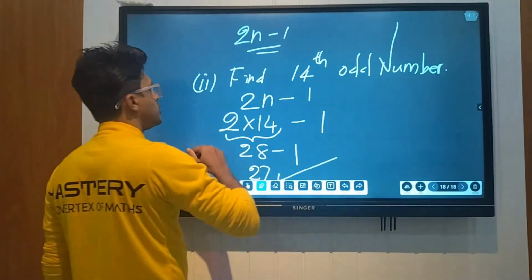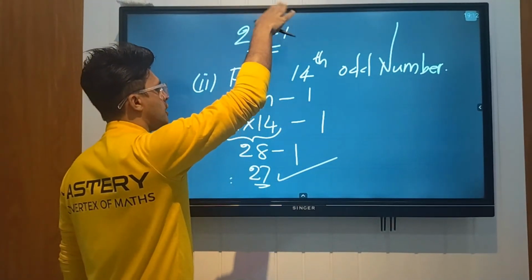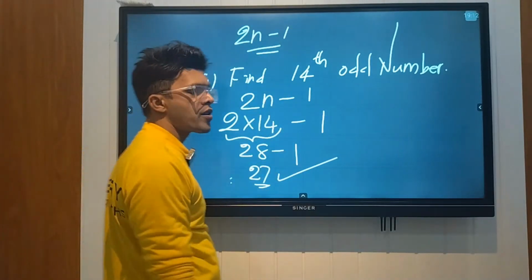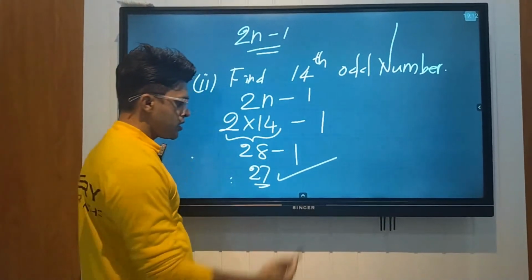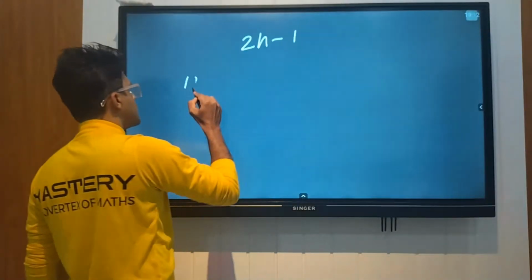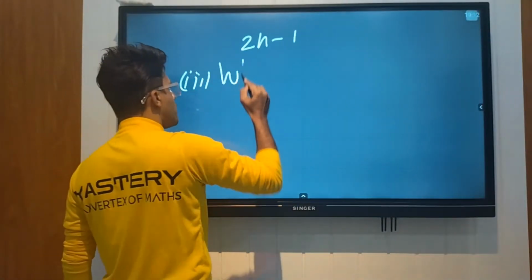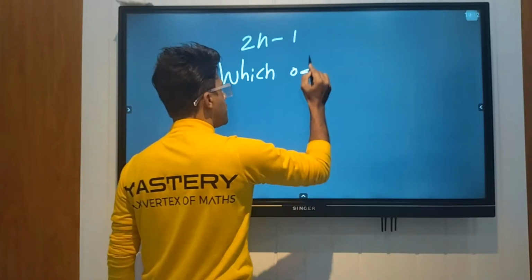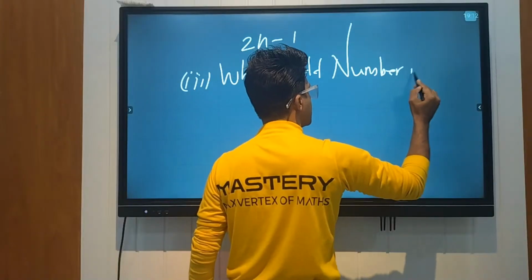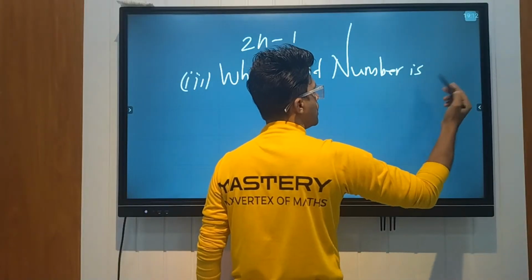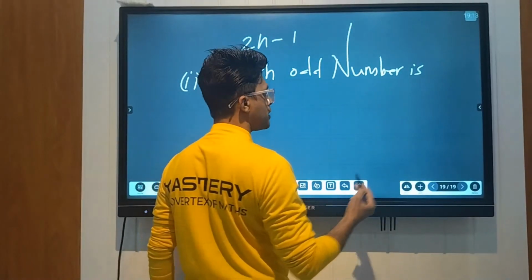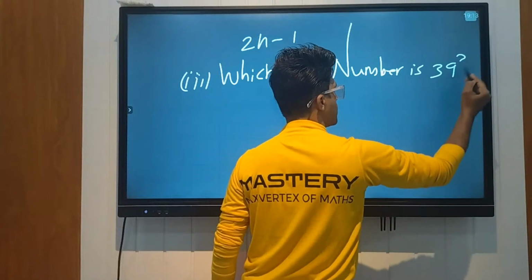So the first question was we found the first three terms, and right now we found the 14th odd number. The third question is, with this general term, which odd number is 39?